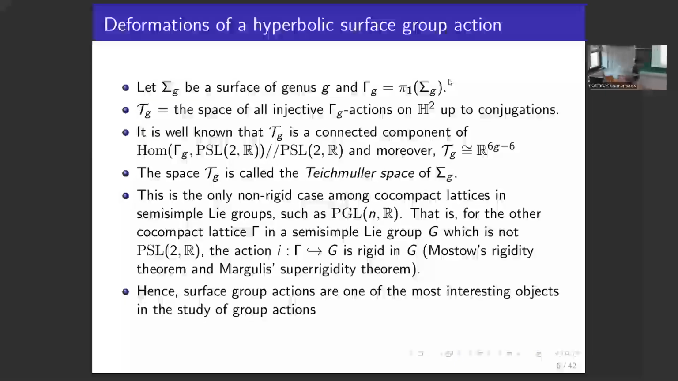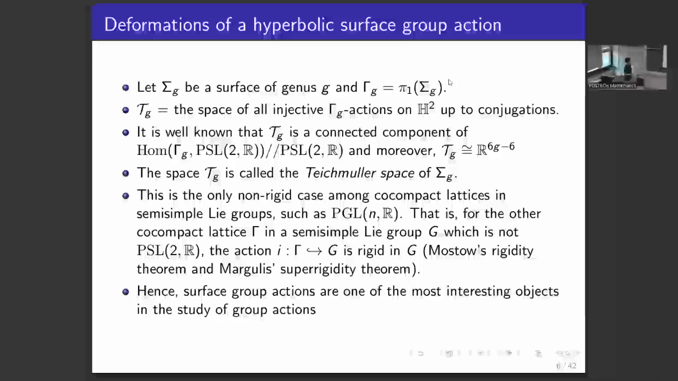Okay, so this is a general argument for the hyperbolic surface. Let Sigma_g be a surface of genus g, and Gamma_g its fundamental group. Then you can think of all the injective Gamma_g actions on the hyperbolic 2-plane, up to conjugation. It is well known that this is the Teichmüller space corresponding to the surface. And this Teichmüller space can be thought of as a subset of the homomorphisms. We call this the character variety. So a subset of the character variety.